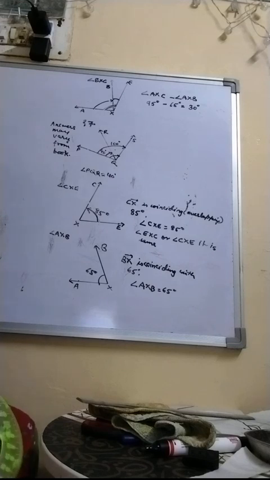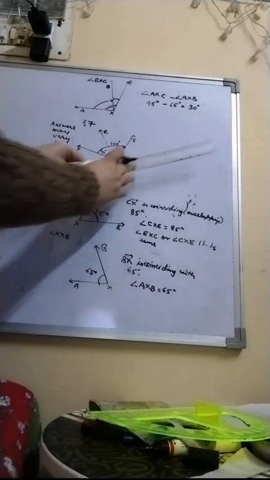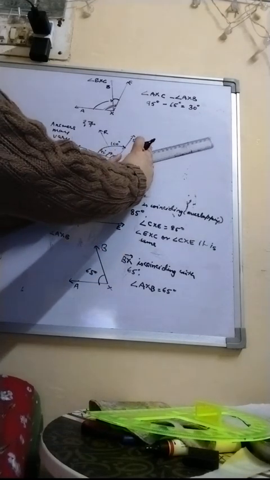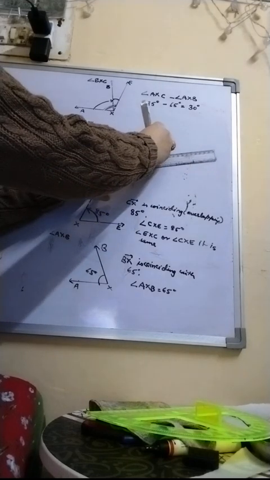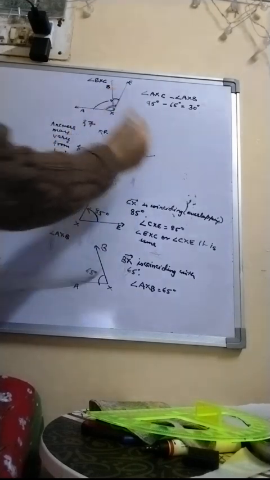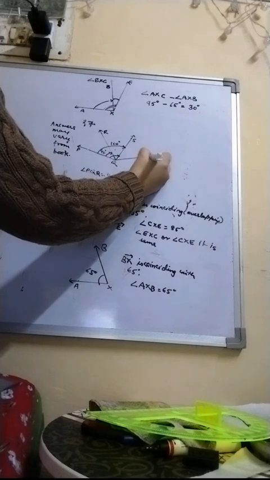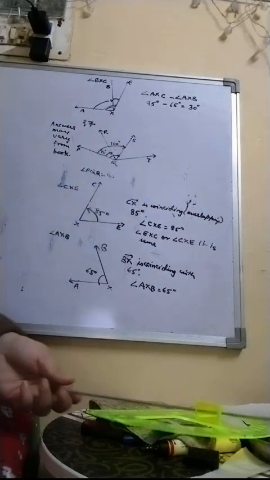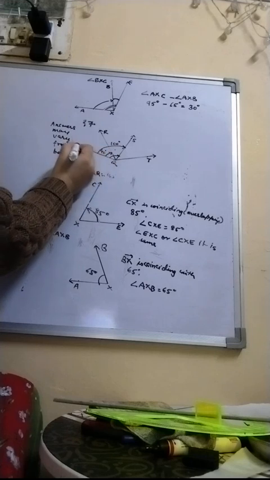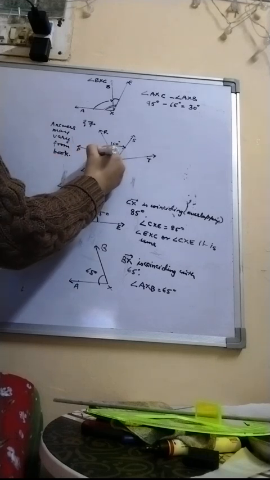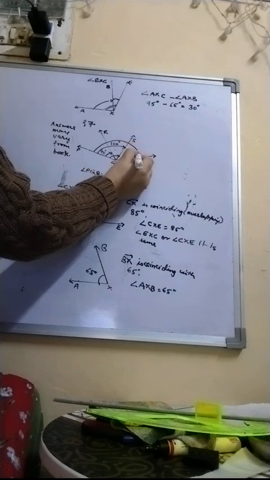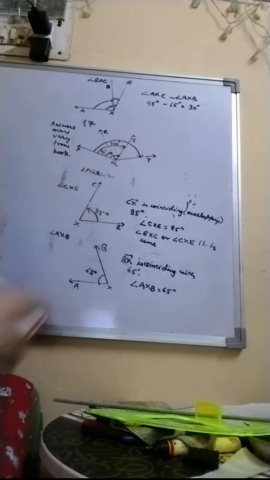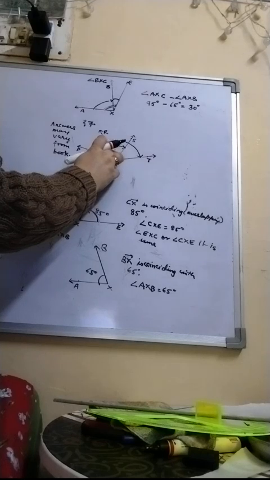Then you have PQT. So QT is here a slanting line, a ray. Now what is the rotation? What is the turning? From PQ to QT. This is the rotation.